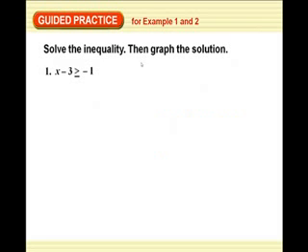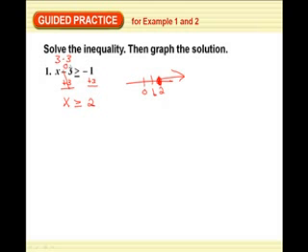Okay, so we're going to get the x by itself, so you just add 3. Add 3, those cancel out. X is greater than or equal to -1 plus 3, which is 2. So 0, 1, 2, circle the 2, color it in because it's equal. Greater than, it goes this way. Now let's pick a number greater than 2. Let's try 3. So we'll put 3 in. 3 minus 3 is 0. Is 0 greater than or equal to -1? Yep, it's greater than -1, so we know it works.